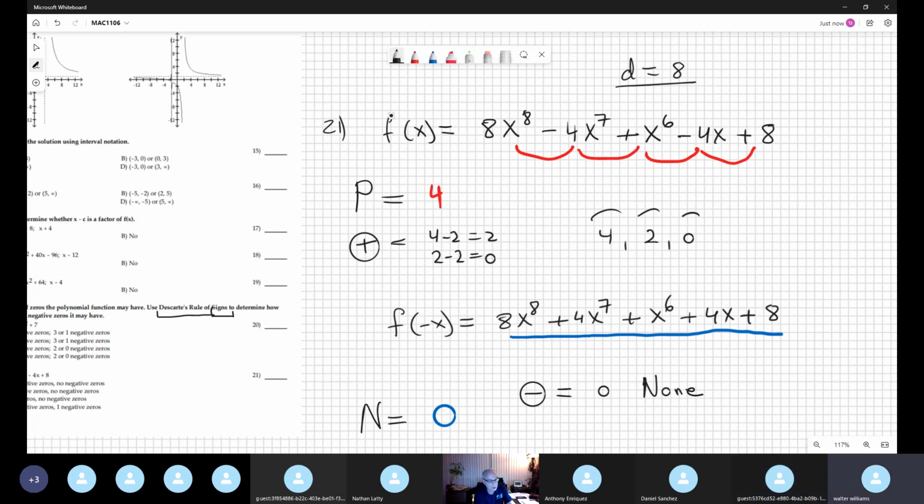Wait, I have a question. Go ahead. For the negative, if 8x was negative, so with a negative and a positive, that's 1, and then positive, positive, positive, that leads to 0. Exactly. No change of sign. Zero changes of sign. Okay, cool.